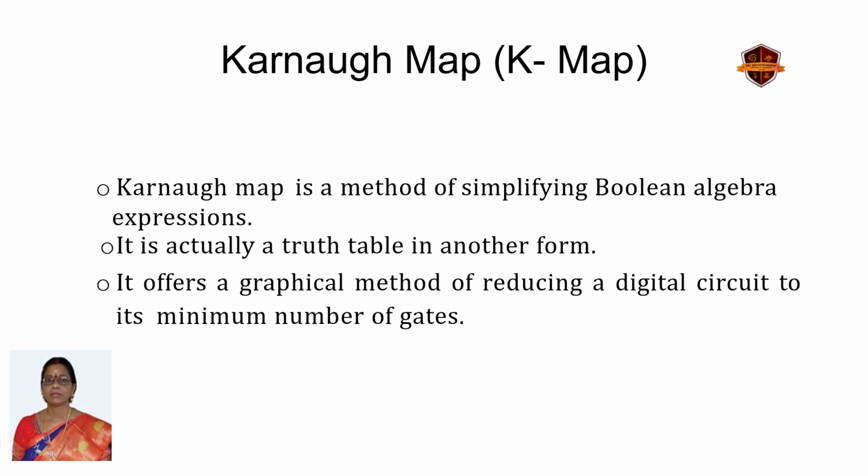Now we will discuss the method of Karnaugh map. Karnaugh map is a method used to reduce the Boolean expression to a minimum number of literals. It is named after Karnaugh, who devised this method. It is actually a truth table in another form. It offers a graphical way of reducing a digital circuit to its minimum number of gates.